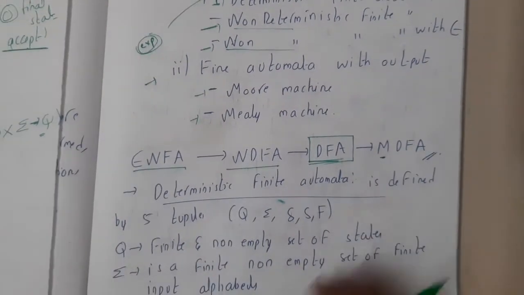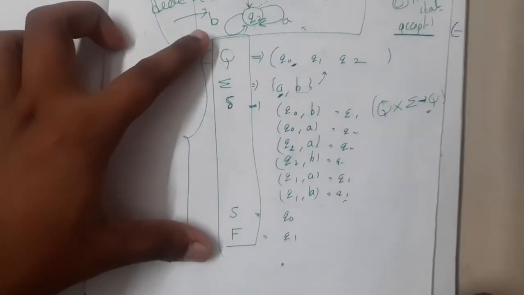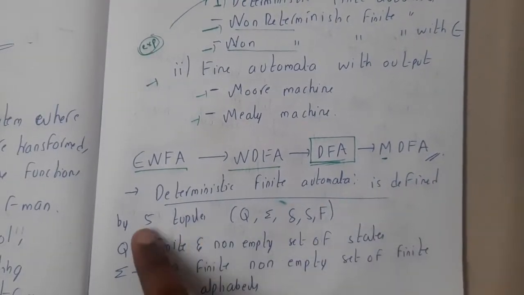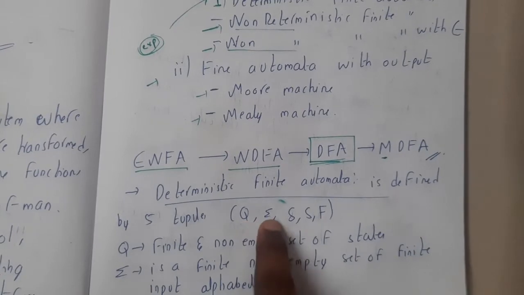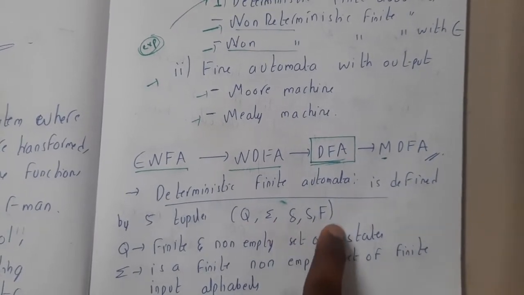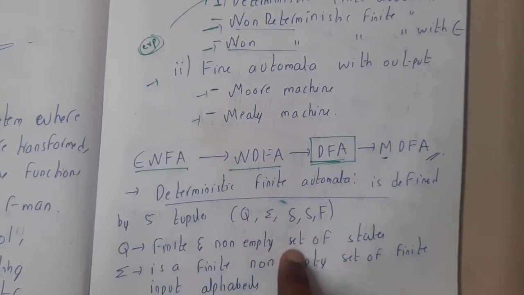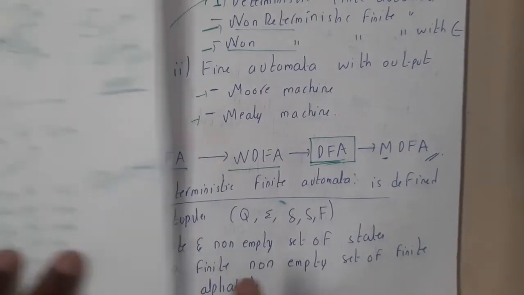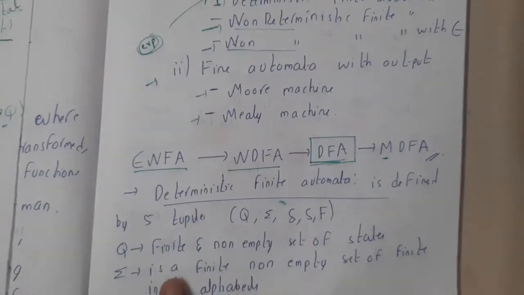Okay. So now moving on to the tuples. These are the 5 tuples which I discussed. This is what is written in the theoretical approach. So deterministic finite automata is defined as a 5 tuple: Q, sigma, delta, S and F. Q indicates a finite and non-empty set of states. Similarly, sigma indicates the alphabets, a finite non-empty set of input alphabets.